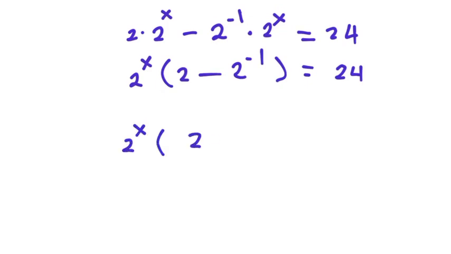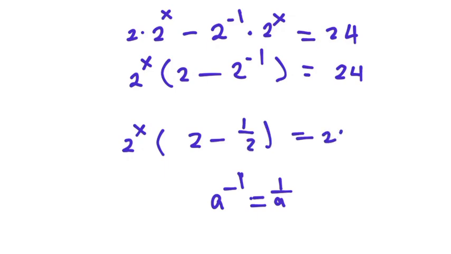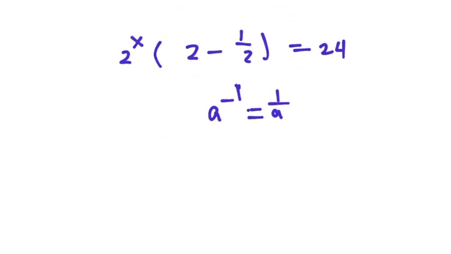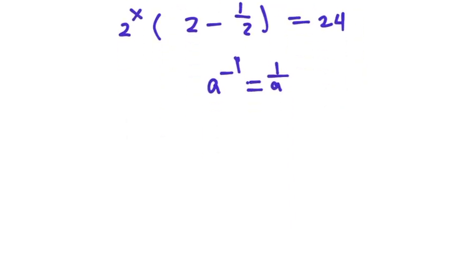So moving on, we're going to have 2 to the power of x, then 2 minus, when you have a to the power of minus 1, this will give us 1 over a. So we're going to have 2 to the power of minus 1 to be 1 over 2. So we are going to have this to be 1 over 2, then equals 24.